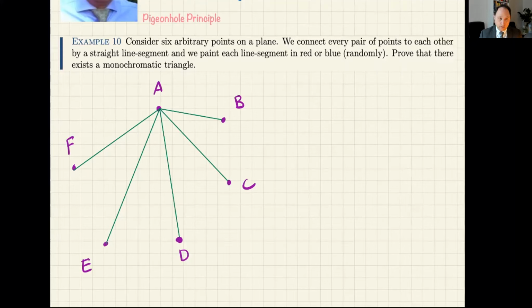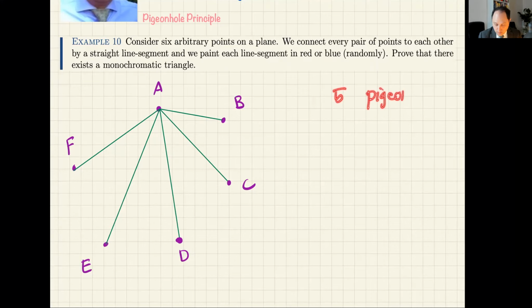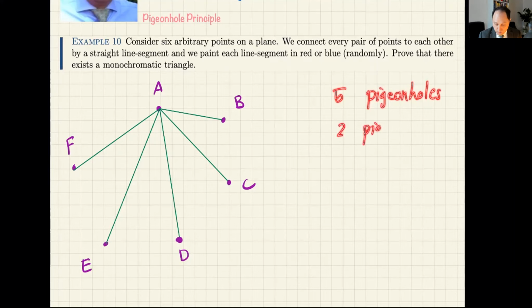So these are the lines. Okay, so can you tell me, first of all, can all of them be of different colors? Apparently not, because I have only 2 colors, red or blue. Okay, but one thing is important. I have 1, 2, 3, 4, 5 pigeonholes. 5 pigeonholes. And I have 2 colors, 2 pigeons.